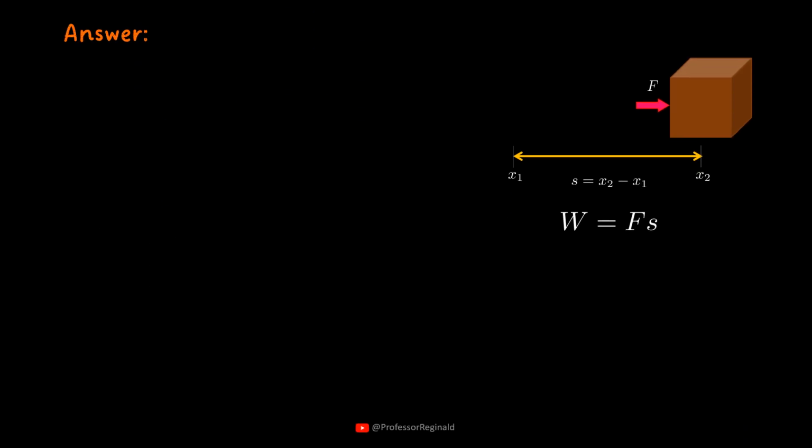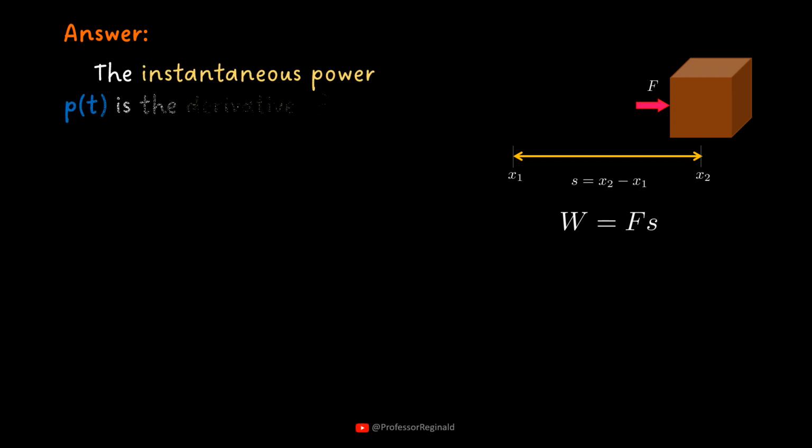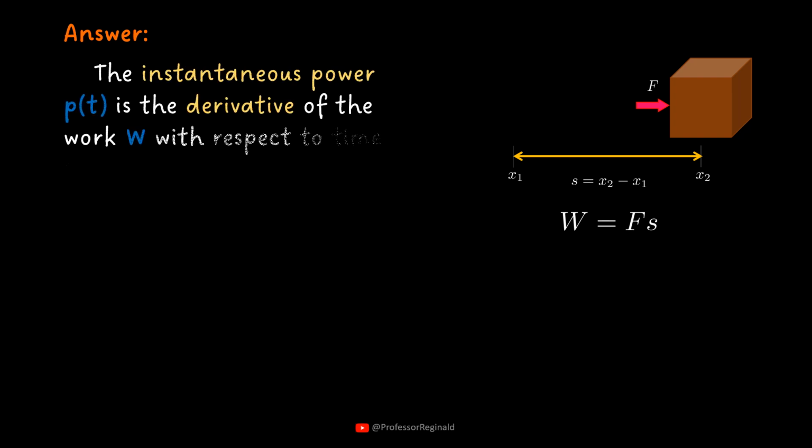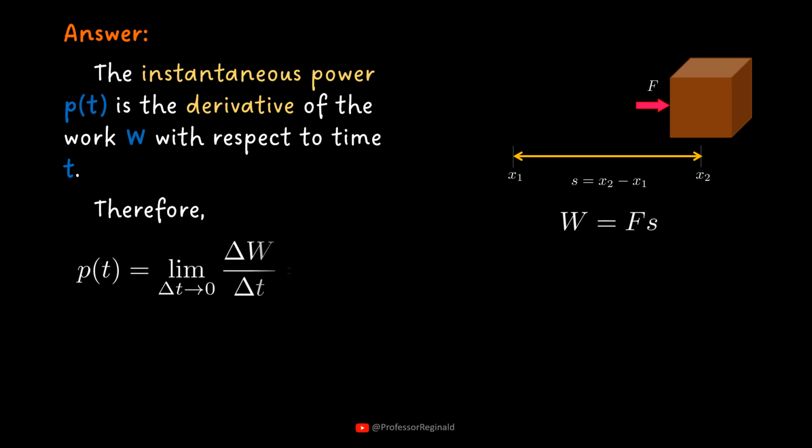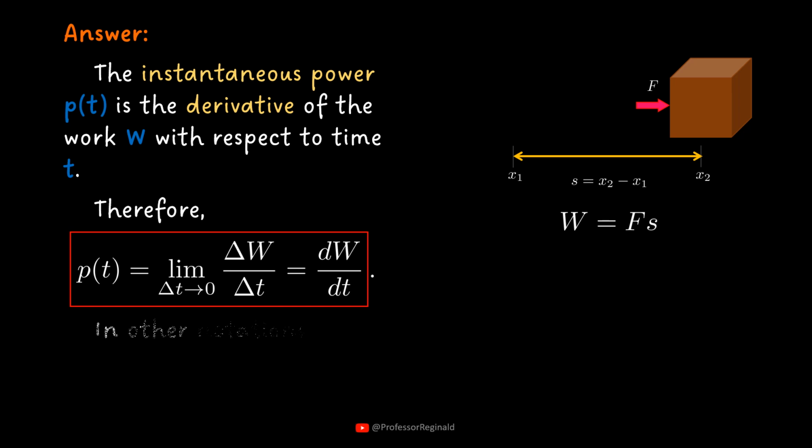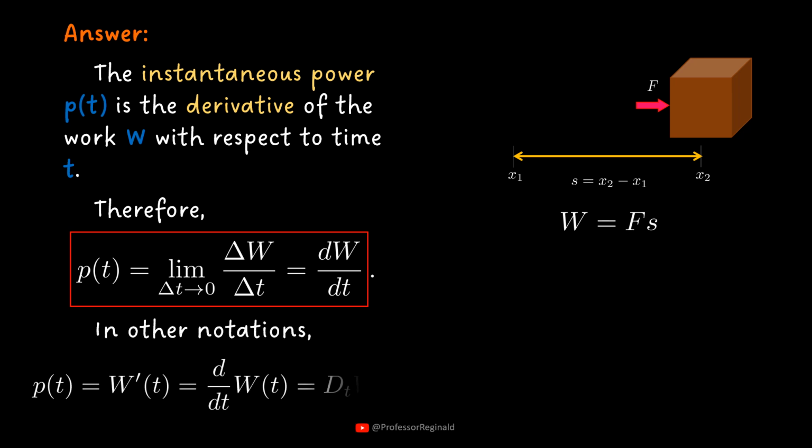Answer. The instantaneous power P of t is the derivative of the work W with respect to time t. Therefore, P of t equals the limit of delta W over delta t, as delta t approaches 0, which is known as the derivative of W with respect to t. In other notations, P of t equals W prime of t equals the derivative of W of t with respect to t.